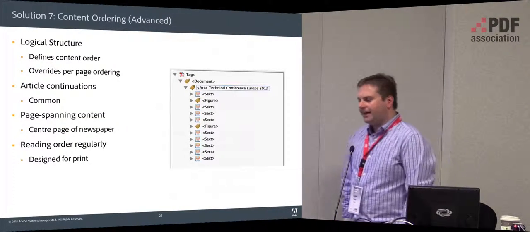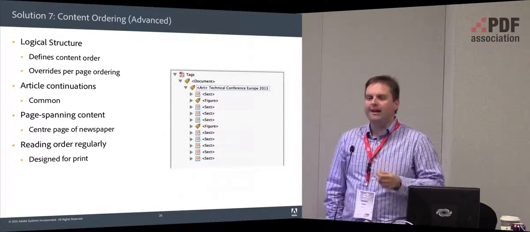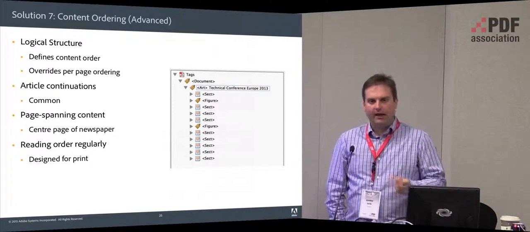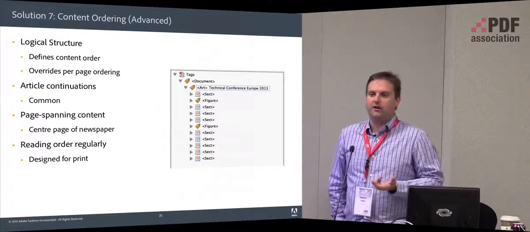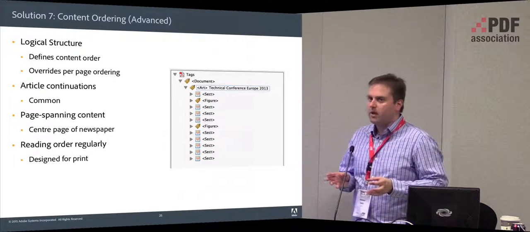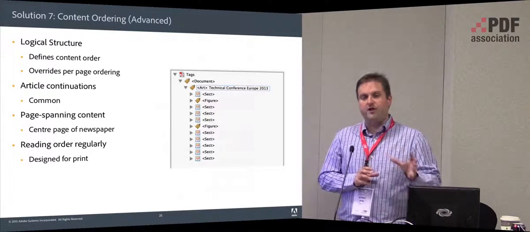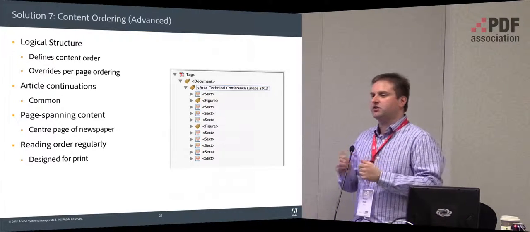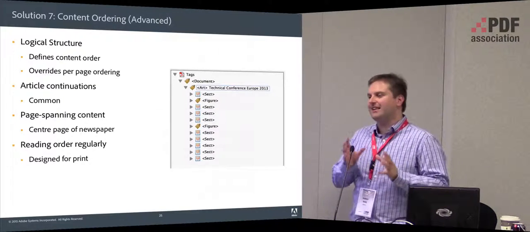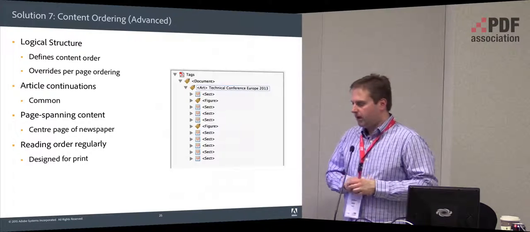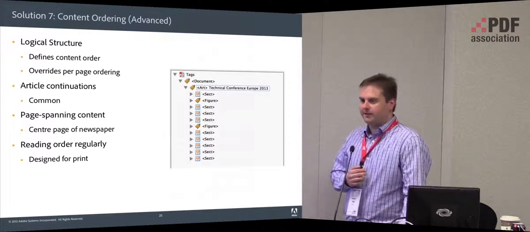I've already hinted at this, but the logical structure defines the content order, and it overrides the page content order. It can't do that within a marked content sequence. As I say, marked content sequences are kind of atomic; you can't break them down any further. But what it does do is say that if you traverse the tree, you are defining the logical structure and the logical reading order. If you were to extract the content logically, it would have exactly the same order as that tree. And I already gave some examples of places where this is useful.